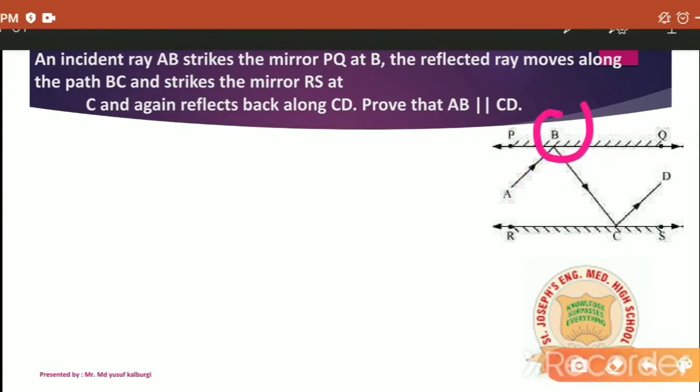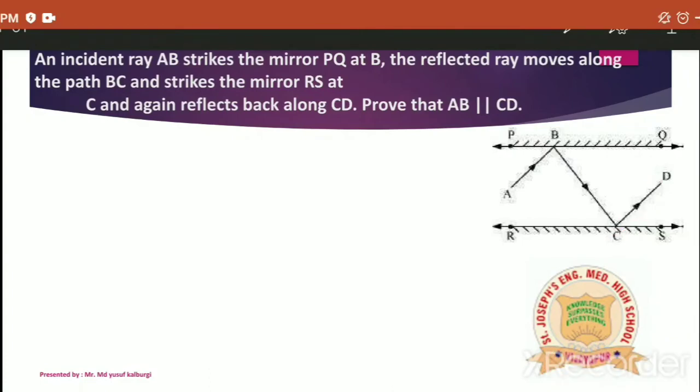Now when it is hitting at point B, it is also reflecting back. It is reflecting and again hitting the RS mirror at point C. At point C it is again hitting the RS mirror. Now from there it is again reflecting back in the CD direction. Now here you can see that the rays are reflecting.